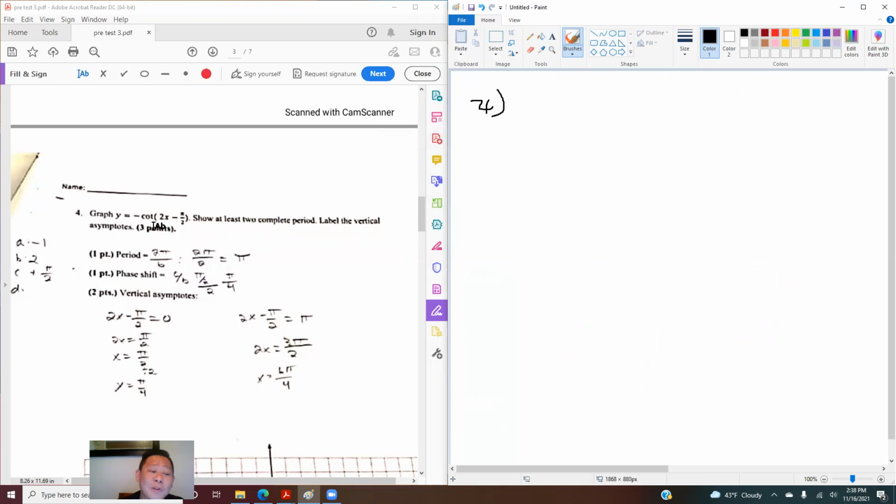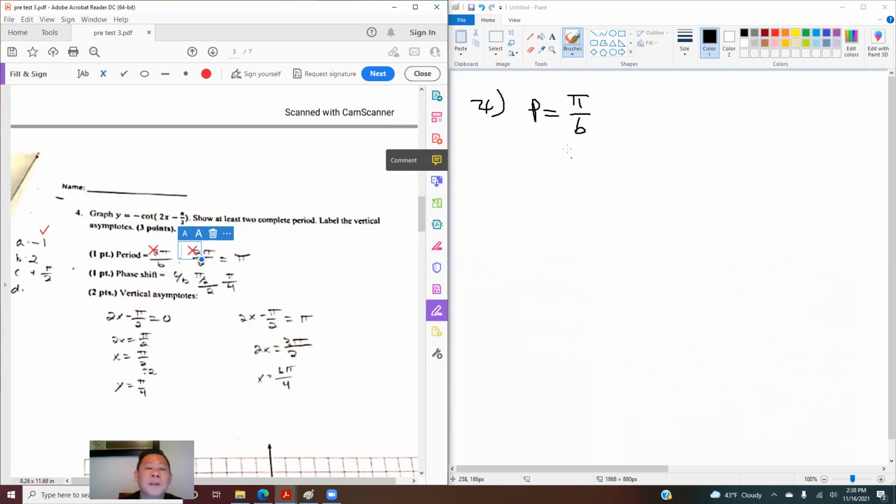So don't forget, when you do tangent and cotangent, your period in this case is not 2 pi over b. It's just pi over b. Okay, this is correct. What you did here is correct. The ABC is correct. The only thing wrong here is we don't use 2 pi. So what is your period in this case? It will be pi over 2. Yep.